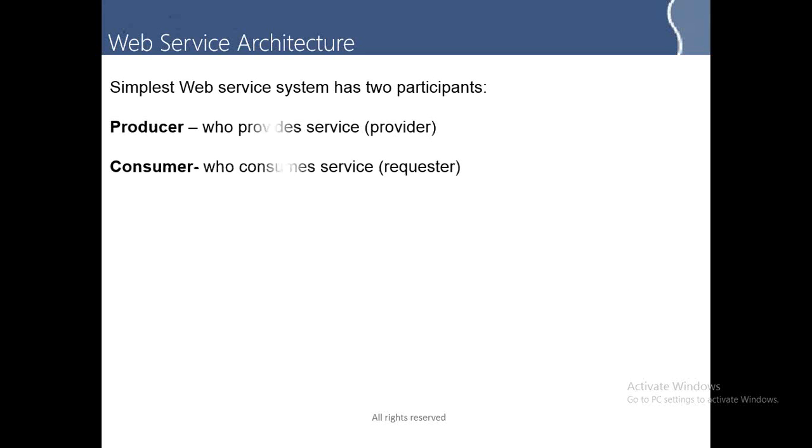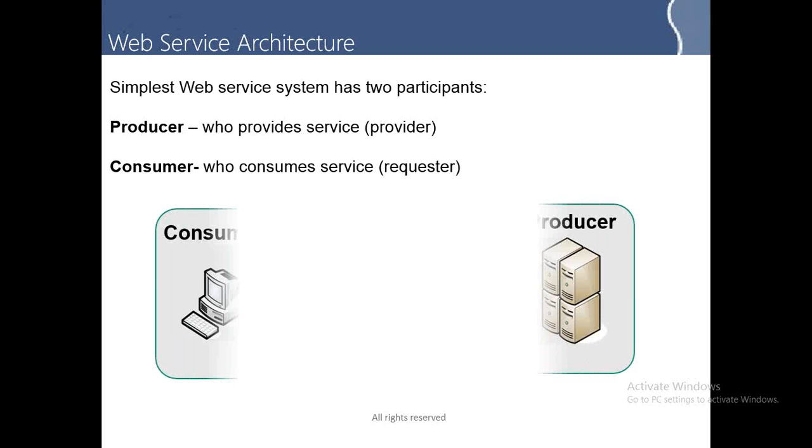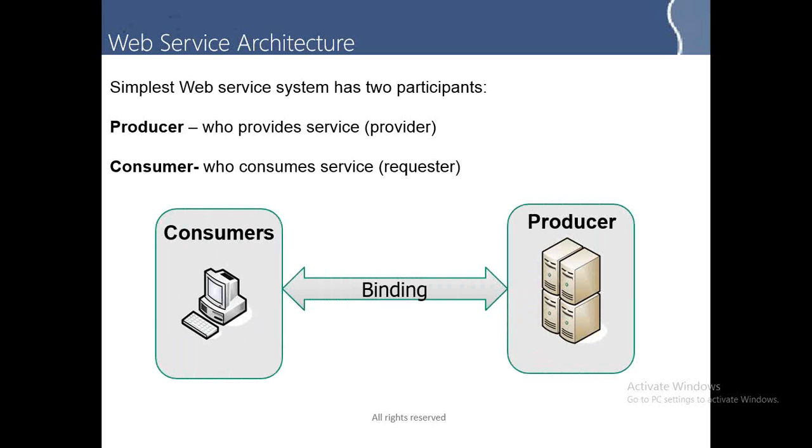To talk about web service architecture, the simplest web service system has two participants. One is a service provider or a producer, and the other one is a consumer, which is nothing but a client. Definitely, you will have two parties. One is producing something, and there is someone who is consuming it. The producer publishes a web service, and the consumers are the clients consuming those services.